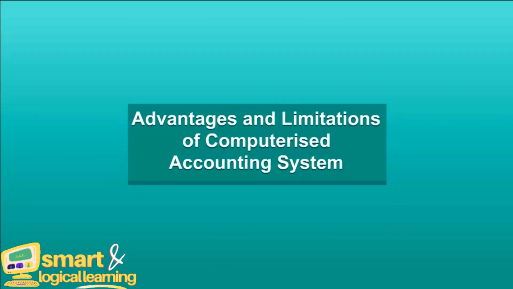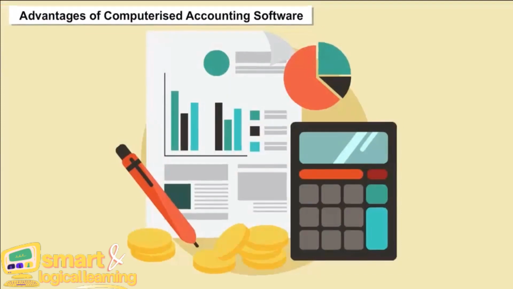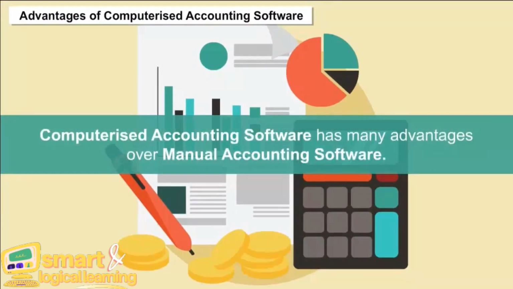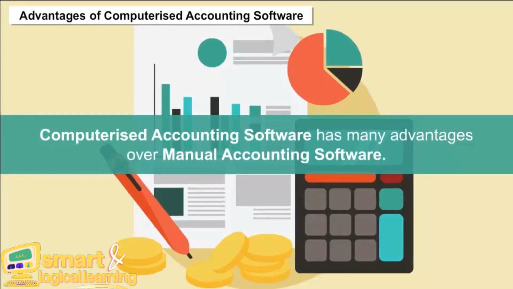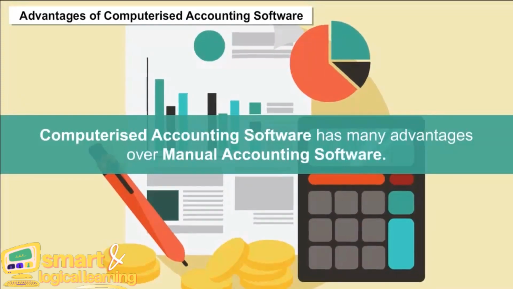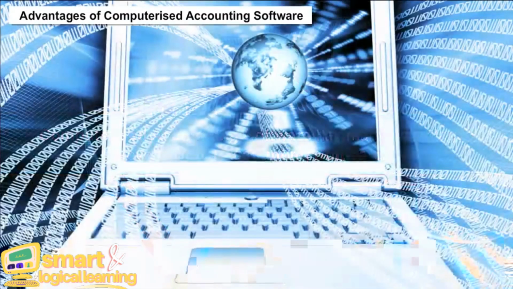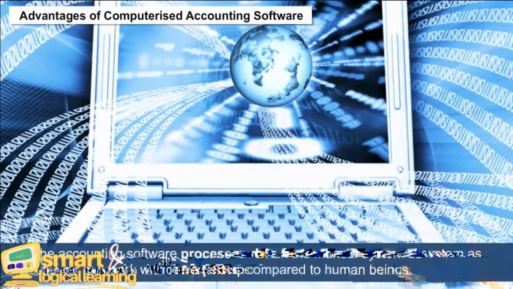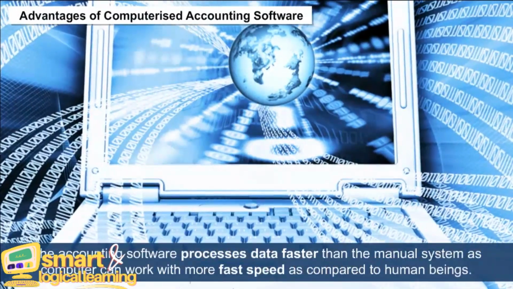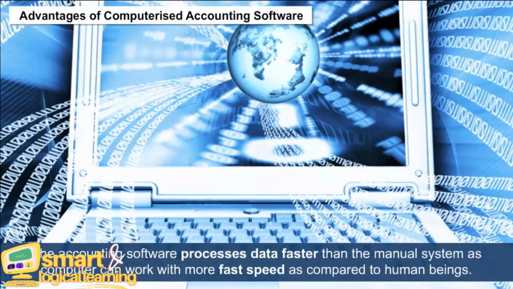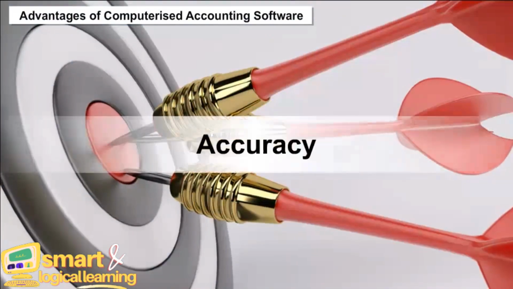Advantages and limitations of computerized accounting system. Advantages of computerized accounting software. Computerized accounting software has many advantages over manual accounting. Let us discuss all of them. Speed. The accounting software processes data faster than the manual system, as a computer can work at much faster speed as compared to human beings.